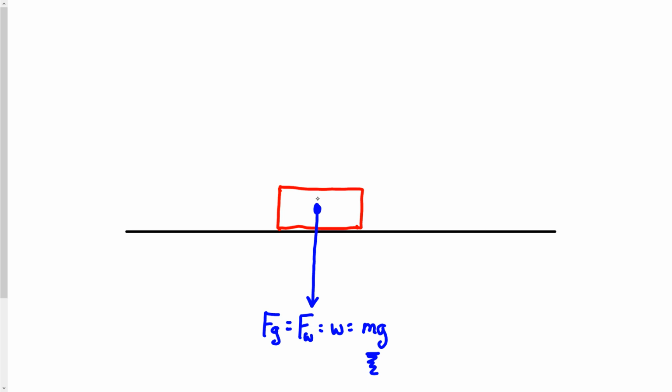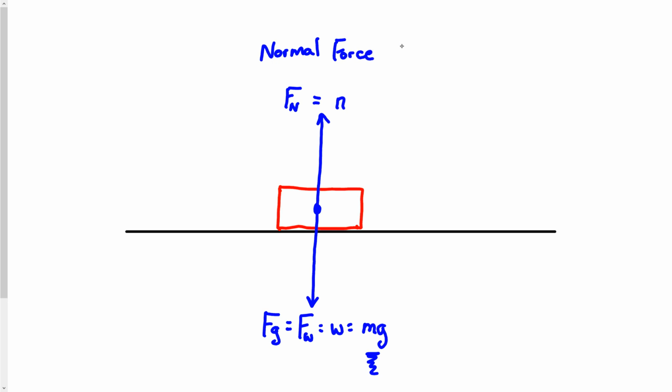So now here's the thing that works against this. You probably saw your teacher do it. You draw an arrow up. Most teachers write FN. I like writing a lowercase n, and all that represents is what's known as a normal force. So that's a normal force.